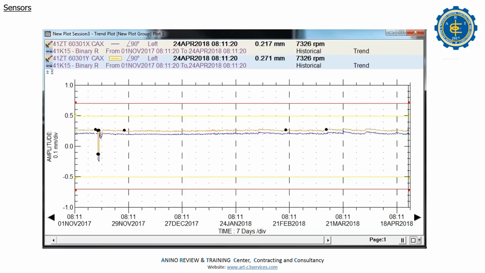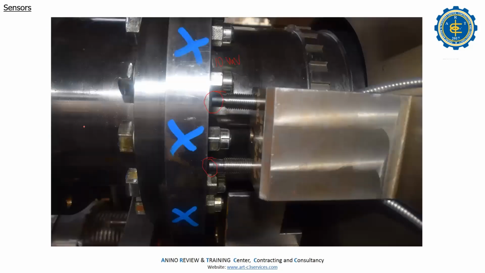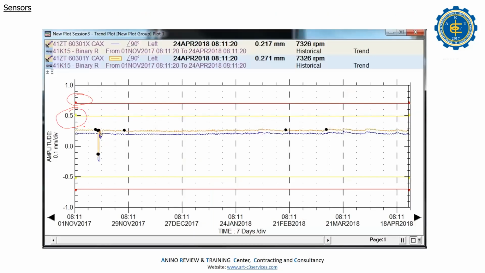So okay. This one, alarm 1 and then alarm 2, 0.5. So these are the two probes in the axial. Here, if one hits the trip, all equipment will trip. Only one, not the other.